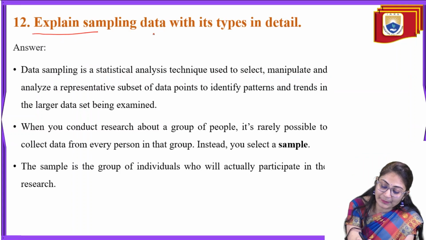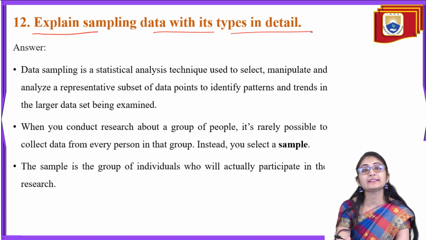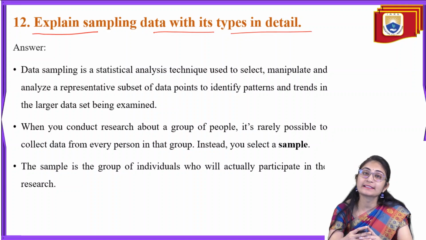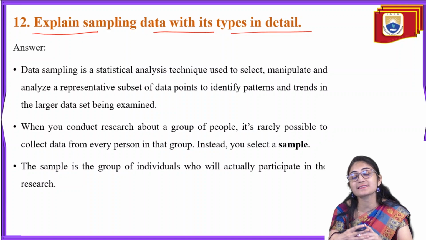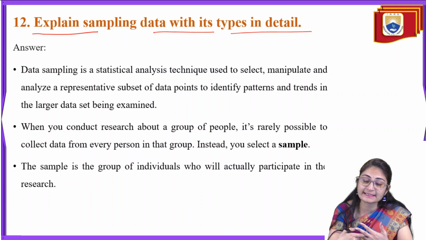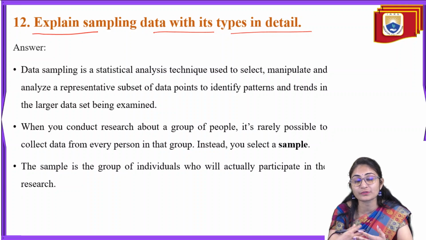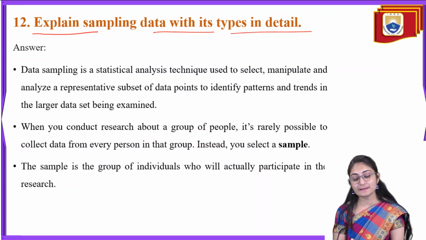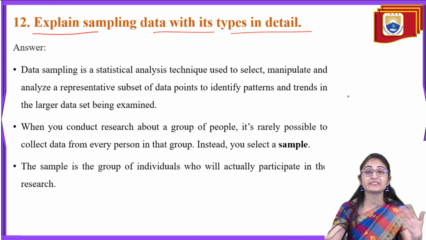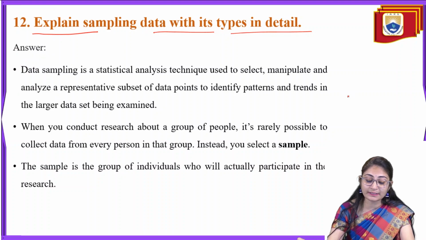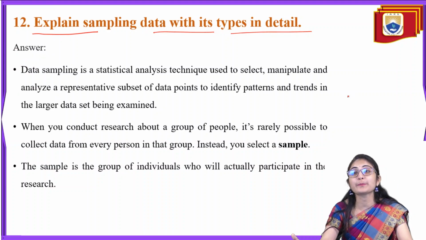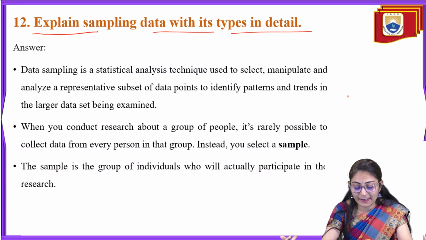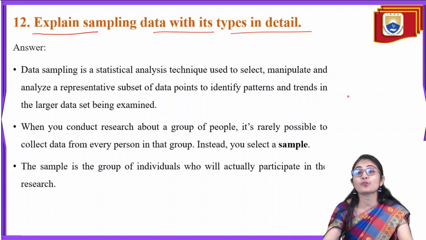Now explain sampling data with its types in detail. Data sampling is a statistical analysis technique which is used to select, manipulate and analyze a representative subset of the data points. These data points are used for identifying the patterns and trends which are available in your training data set. When you conduct research about a group of people, it's rare that you collect data from every person in the group; instead you select a sample.